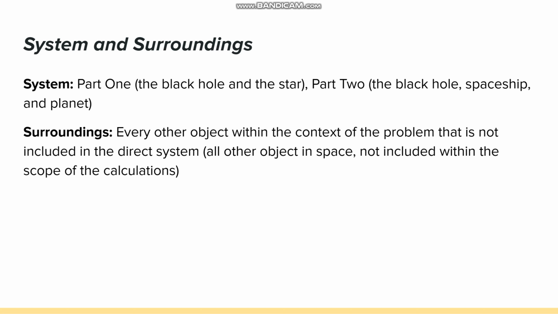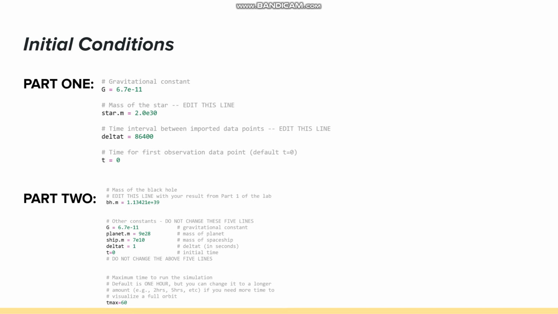Systems and surroundings. In part 1, the black hole and the star were the system, and in part 2, the black hole, spaceship, and planet were the system. The surroundings were every other object within the context of the problem that is not included in the direct system. All other objects in space, not included within the scope of the calculations.